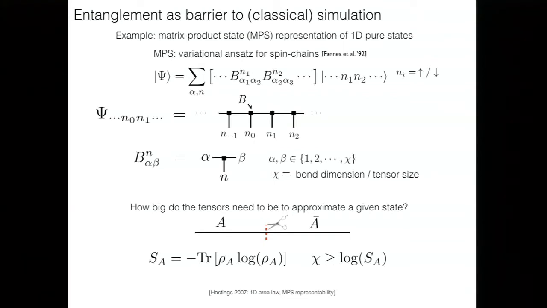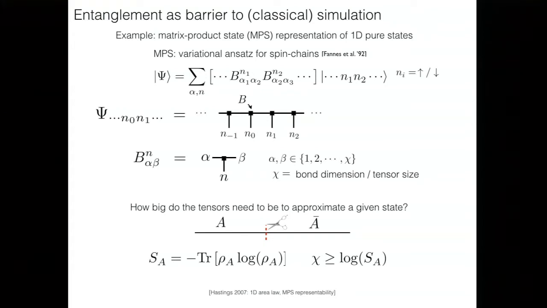So let's consider our 1D spin chain here. We partition it into a left and right, and then we compute the entanglement entropy S associated with a left. And it's very simple to show that to represent this state, the size of the tensors chi is going to be bounded from below by the log of the entanglement on the left. So this is just a trivial lower bound on the size of the tensors. Morally speaking, work by Hastings and others has shown in 1D that in some sense this is an equality, or at least that if there is an area law for your ground state, it can be represented efficiently with a matrix product state.